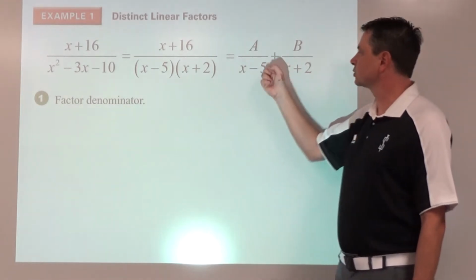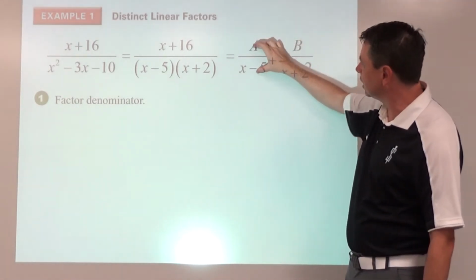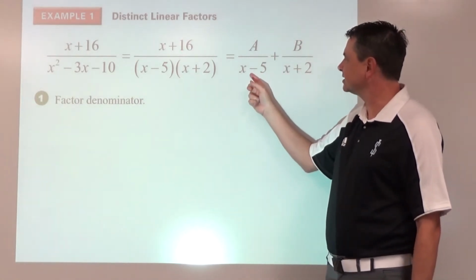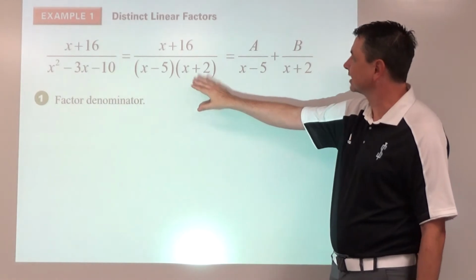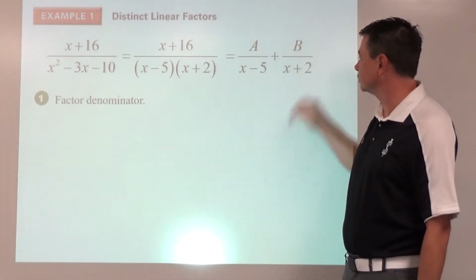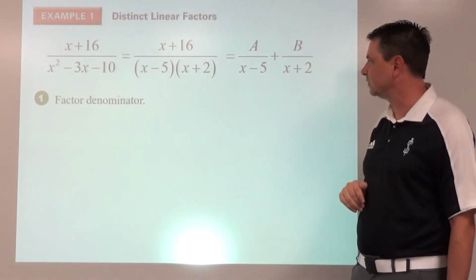So now what we're going to do is we're going to add these together. So we have to have a common denominator to add them. This one is missing an x plus 2 because this is our LCD. So multiply top and bottom by x plus 2. This one's missing the x minus 5. Multiply top and bottom by x minus 5.